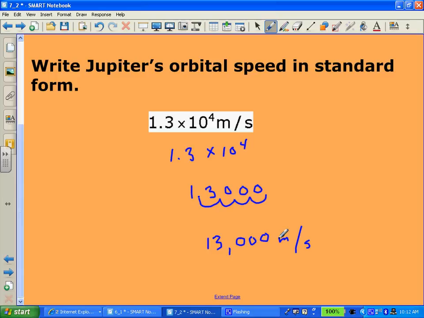Okay, so that's what 7.2 is all about, powers of 10 and then scientific notation. Let me know tomorrow if you have any questions about any of that.